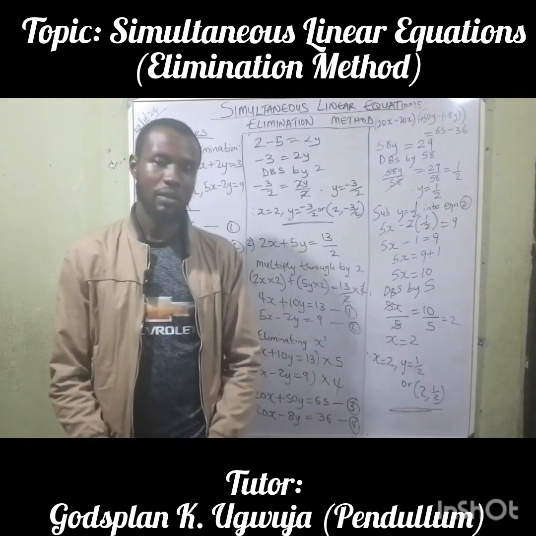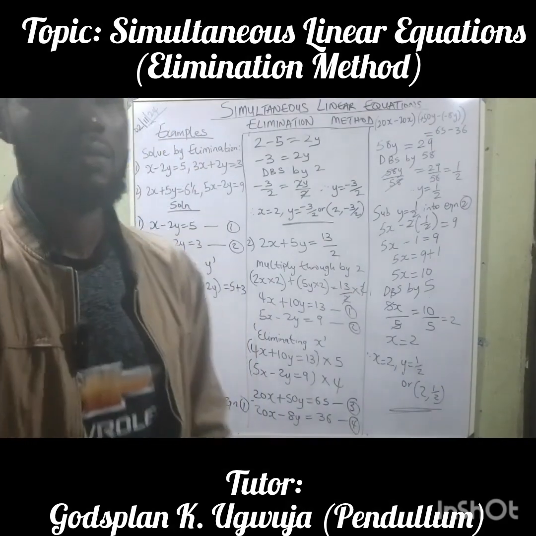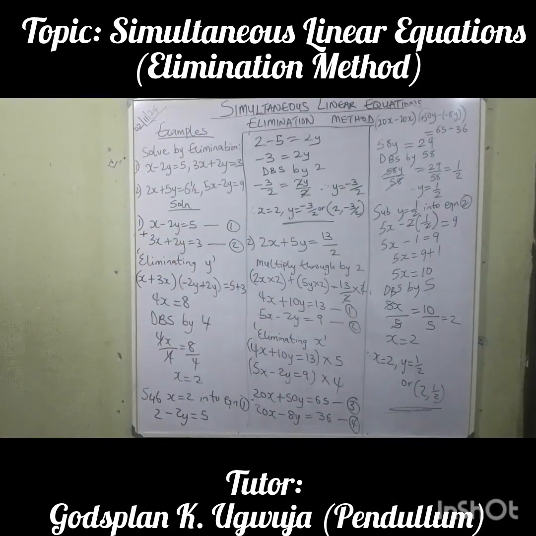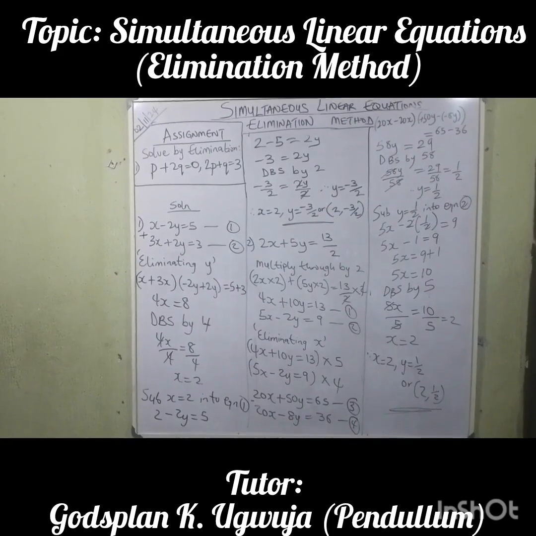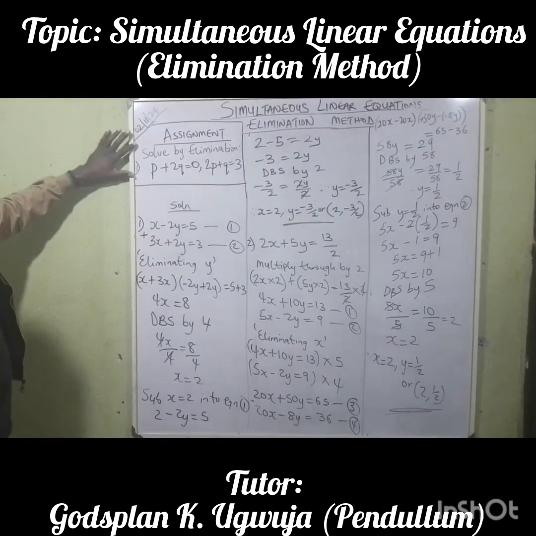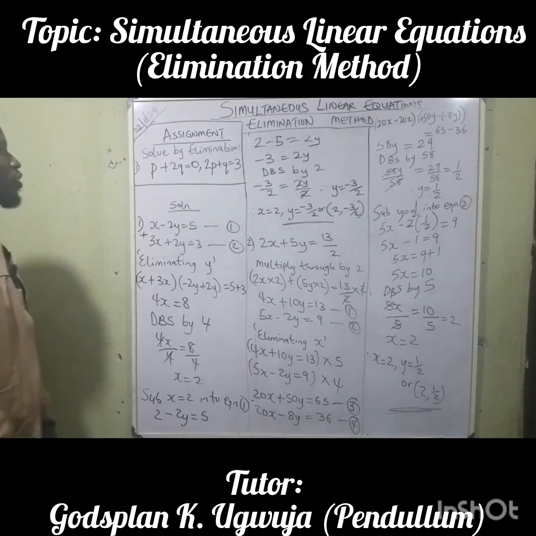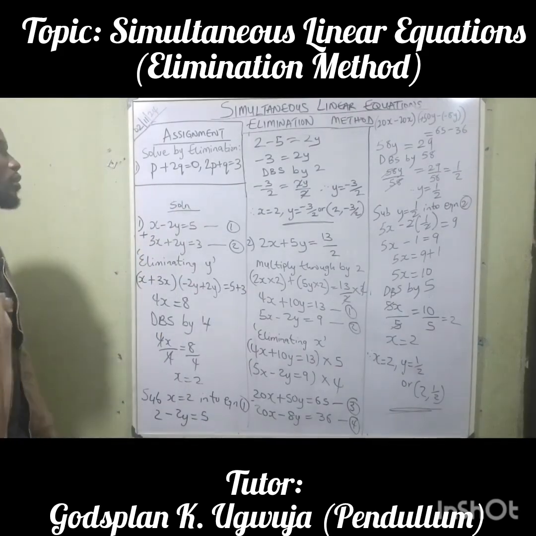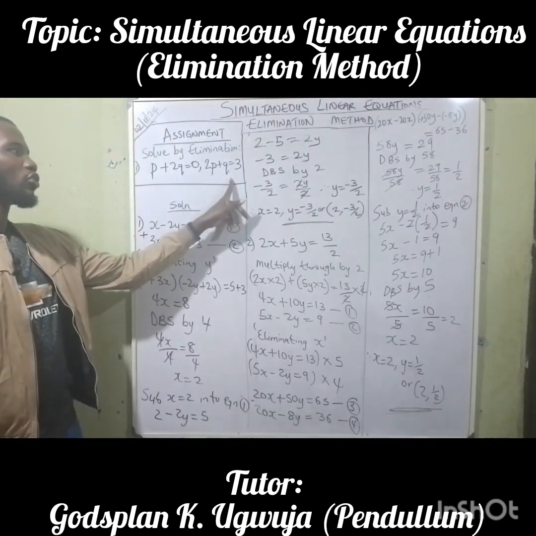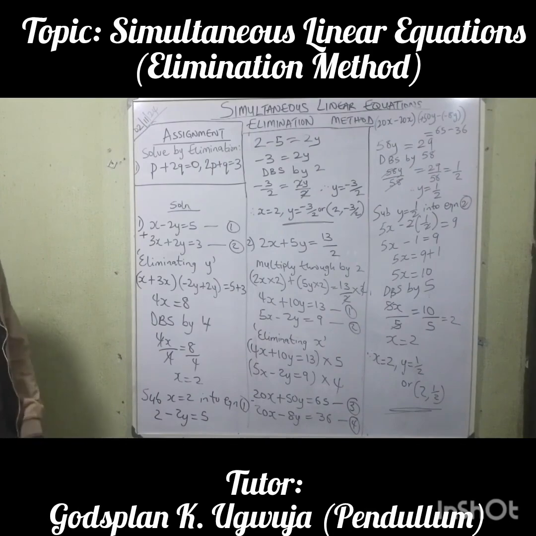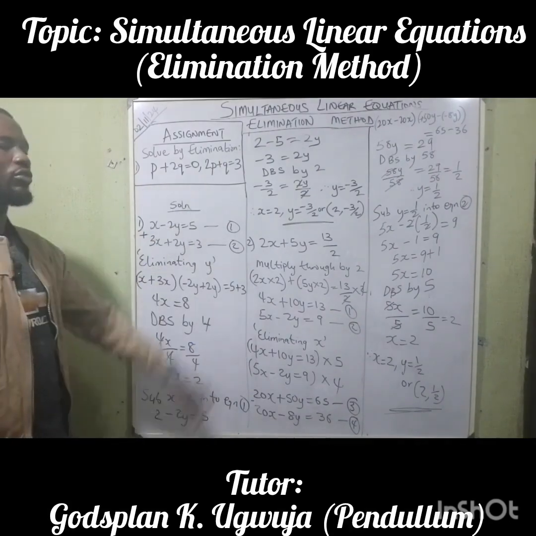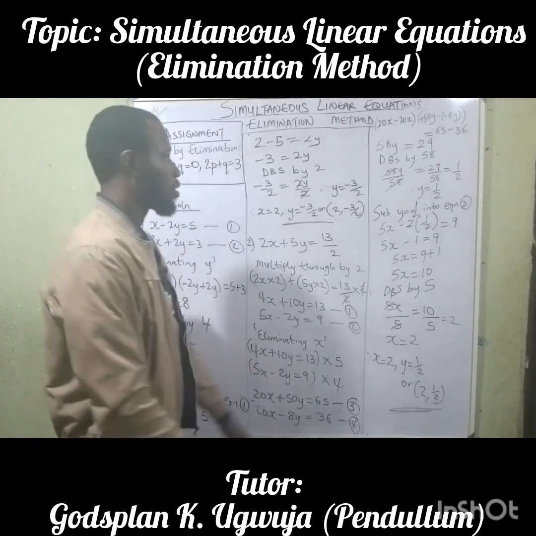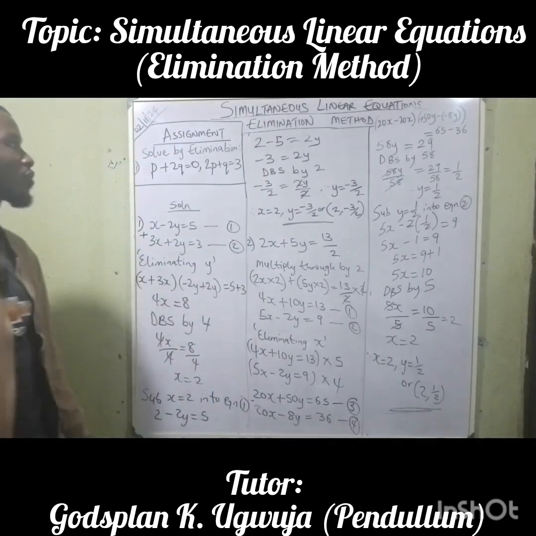Okay, so I'll give you an assignment quickly. Give me a second. Alright, so this is your assignment. Solve by elimination. p plus 2q equals 0, 2p plus q equals 3. Give me the values of p and q. Do what we have done, and it should be easy for you.